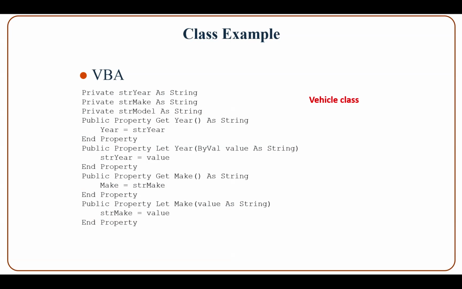In this simple example with VBA, you declare a class, namely Vehicle. In the class, you declare several module-level private variables. You have private variables for vehicle year, make, and model.